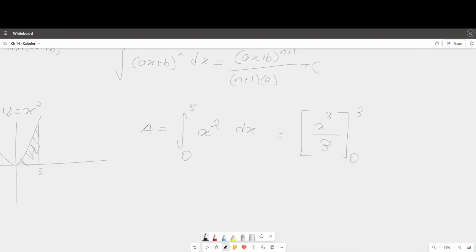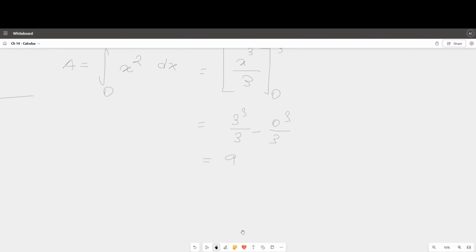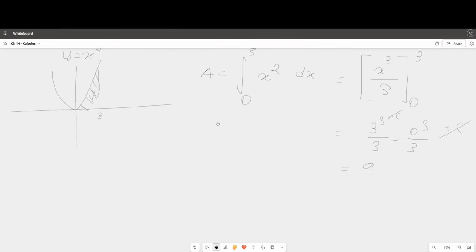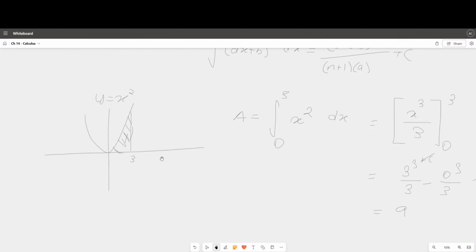This is actually x to the power 3 by 3 plus c, again minus x to the power 3 by 3 plus c, but the value of x will be different because the first thing we do is substitute 3 into x. We got 3 cubed by 3 minus 0 cubed by 3, so this is going to be 9. As you can see here, the plus c is gone because the plus c, if we take here and here, will have the same value because it's the exact same curve, and it will get cancelled off. And then 27 by 3 is just 9. So the area under this curve from 0 to 3 is 9.